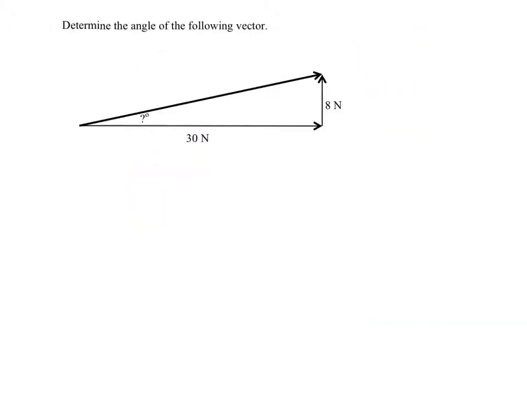Lastly, sometimes you can be given the components and you have to find the angle. So this is a little bit different. In this situation, I know this is the opposite and this is the adjacent. So here's one where I'm actually going to use tangent. So the tangent of this unknown angle, which we'll call theta, equals the opposite 8 over the adjacent 30. And I want to solve now for this angle. Now we can't just divide by tan and cancel tan. That's not how trig works.